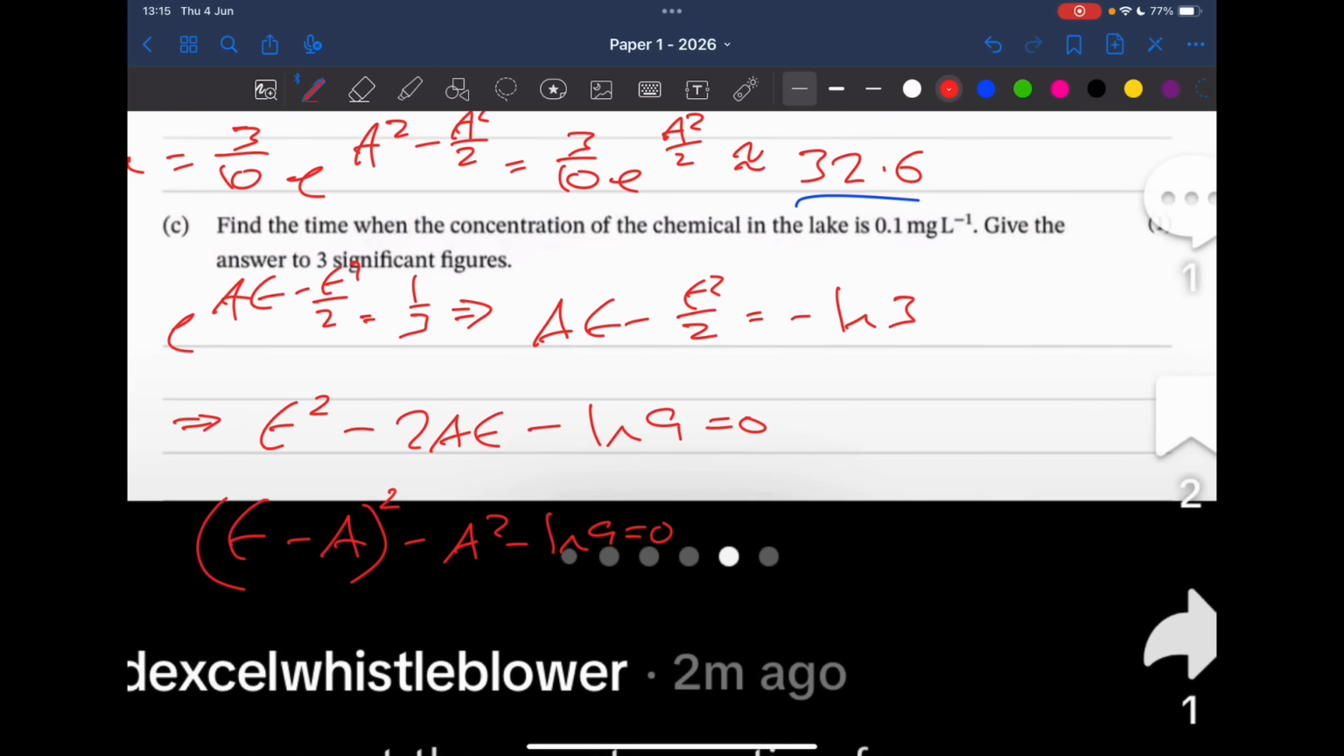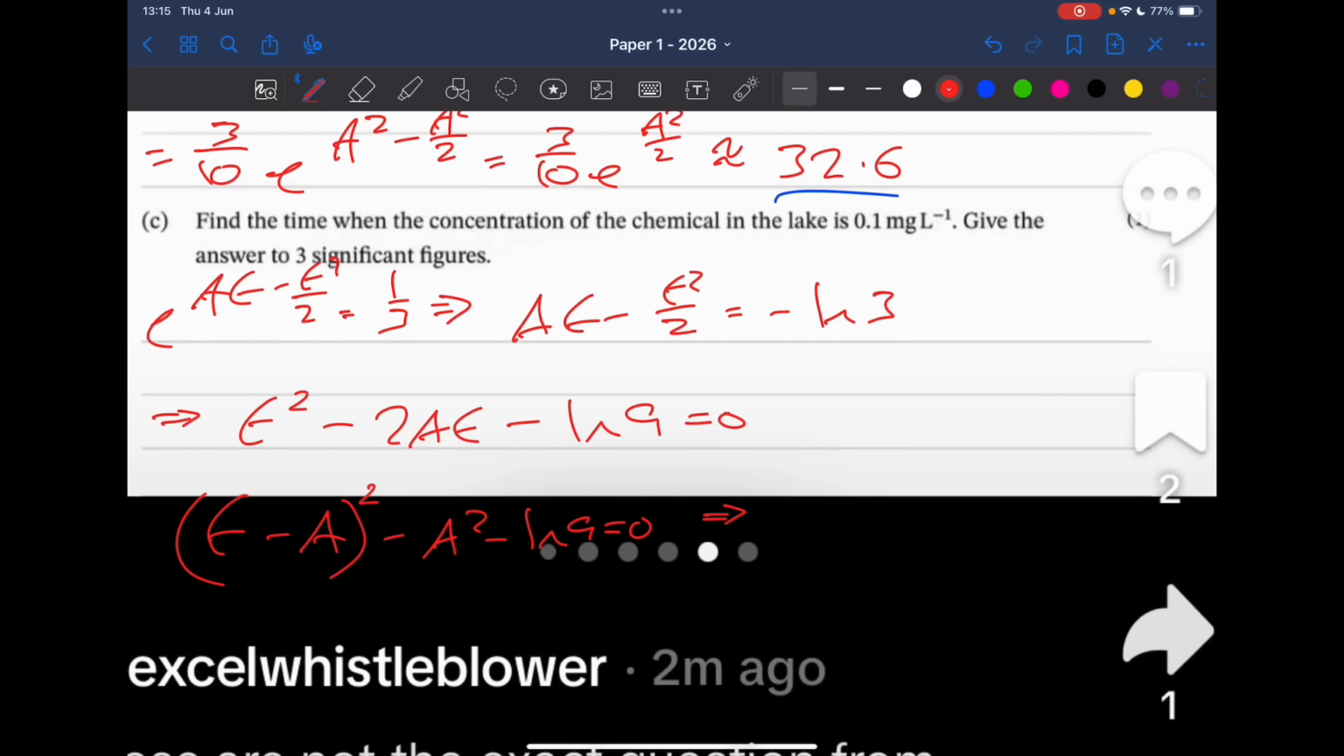And now we want to rearrange for t, so I'm going to have a squared plus log 9, all square rooted, and add that onto a. That will be our value for t. We don't need to worry about the negative here.